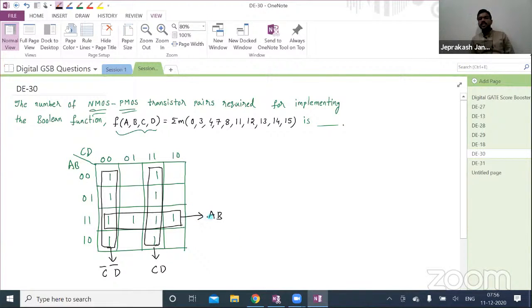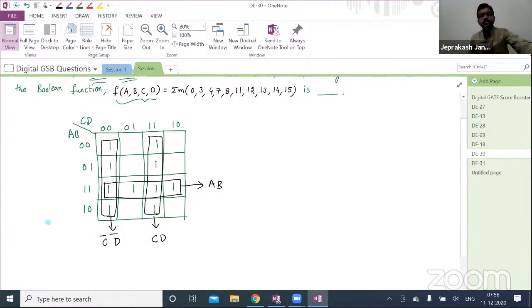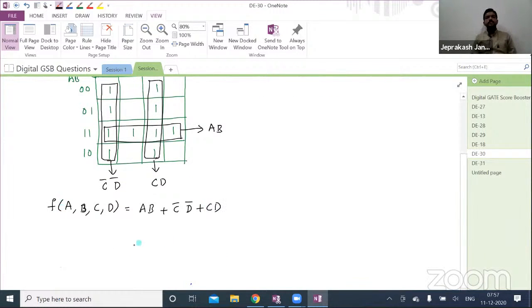Rashekar, you can cross check. Here you will get AB, CD plus C bar D bar, that is correct. So the function is f of ABCD equal to, here in this case all are essential, right? All the groupings are compulsory. So you'll get AB plus C bar D bar plus CD. Okay. So this one you can write as AB plus C exclusive OR D. C bar D bar plus CD is nothing but C exclusive OR D, right?